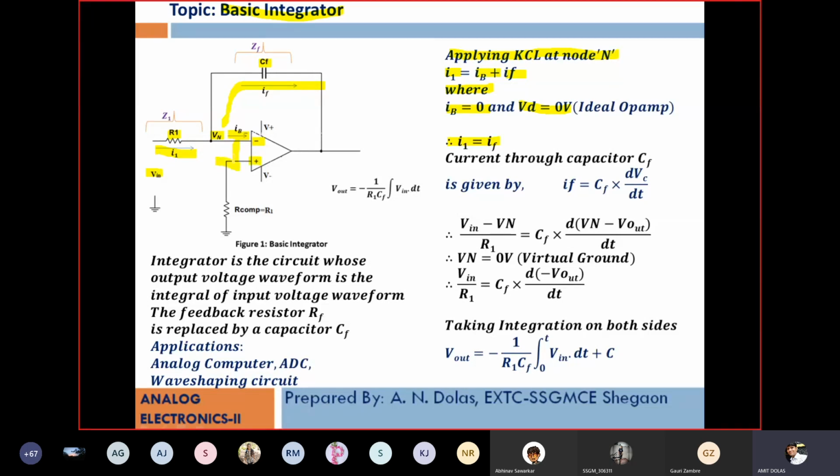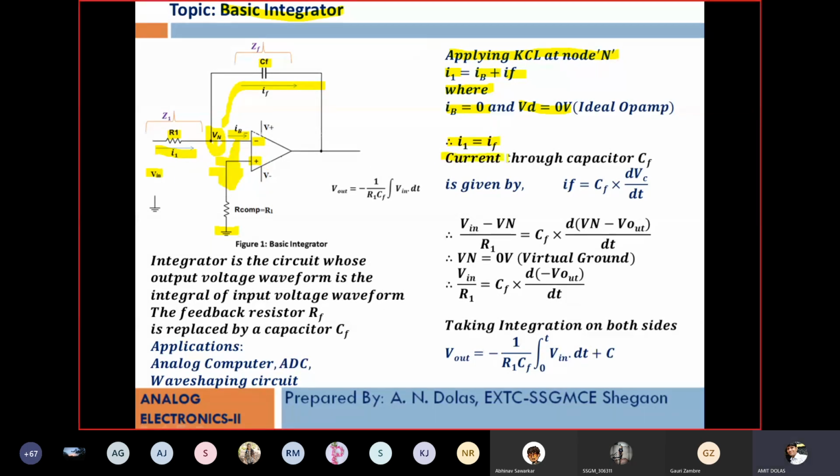What is the voltage at the non-inverting terminal? It is equal to 0 because it is connected to the ground through RComp. So if the voltage at this terminal is 0, the voltage at the other terminal has to be 0. It is called the virtual ground concept. We already studied it in the previous lecture. So Vn is equal to 0.